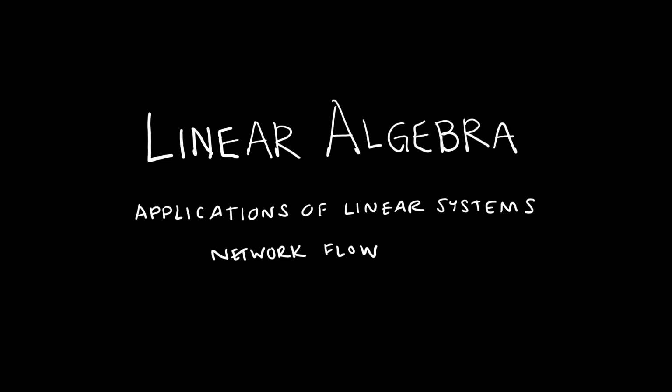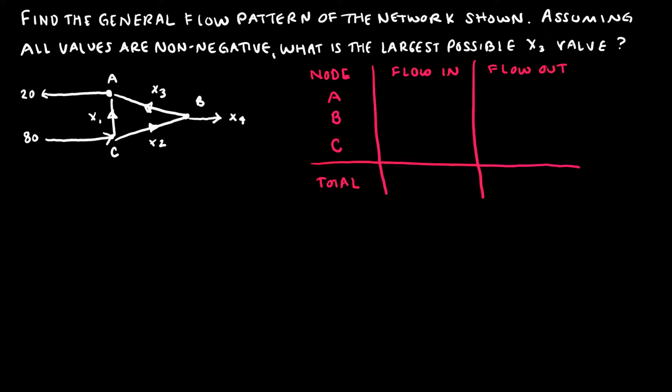Let's take a look at another application of linear systems in network flow. We're to find the general flow pattern of this network that I've shown. In this network, we're looking at each of the nodes, A, B, and C, and the flow into those nodes and the flow out of those nodes. We're going to work through this together, and I think I'm going to run out of room on the actual row operations, but we'll do the best that we can.